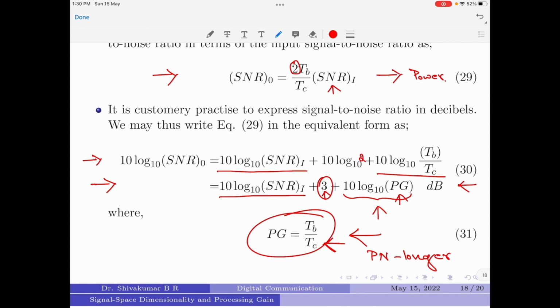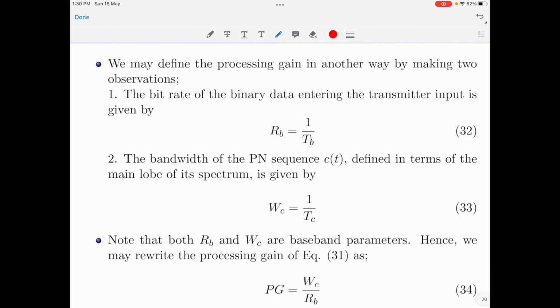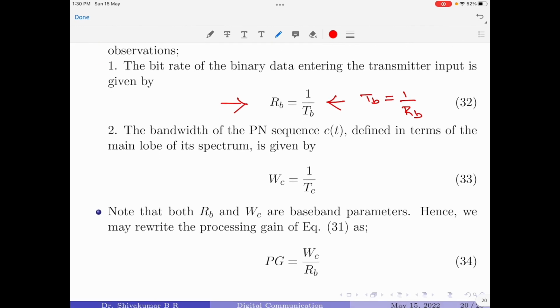Lastly, before I end this video, I would also like to provide some information on expressing PG in terms of other variables. We note that the rate of transmission, that is RB, is 1 divided by TB. So, I can write TB as 1 divided by RB then. Also, the bandwidth of the PN sequence C of t is related to the chip duration by WC equals 1 divided by TC. So, I can write TC as 1 divided by WC.